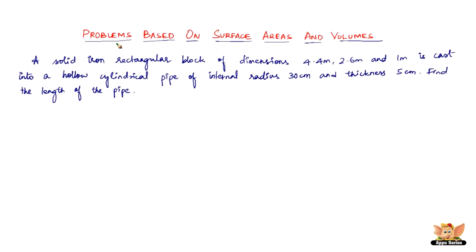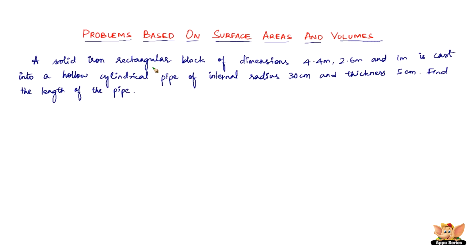In this video, let us continue to solve problems based on surface areas and volumes. Here we've got a problem which says: a solid iron rectangular block of dimensions 4.4 meters, 2.6 meters and 1 meter is cast into a hollow cylindrical pipe of internal radius 30 centimeters and thickness 5 centimeters. Find the length of the pipe.